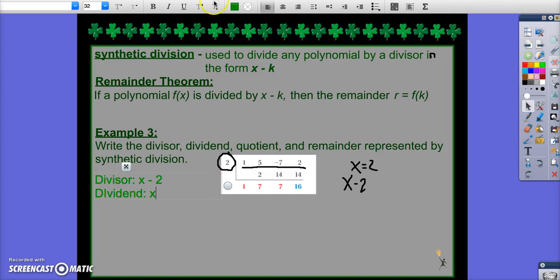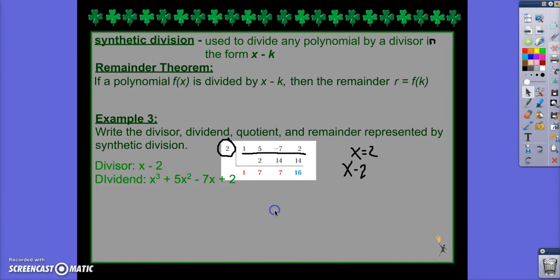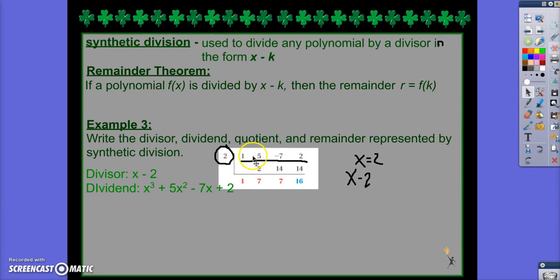So x cubed plus 5x squared minus 7x plus 2. Let's see if I can squeeze that over there. Yeah, that's good. That all comes from here. All right.